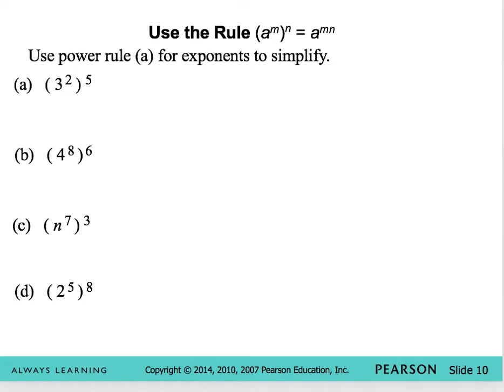Okay, so that's our power rule. Let's look at that. Okay, I have an exponential number raised to an exponent. So that says that you can just multiply the 2 exponents. Right? My base is 4. 8 times 6 is 48. Your base is n. 7 times 3 is 21. Your base is 2. 5 times 8 is 40.